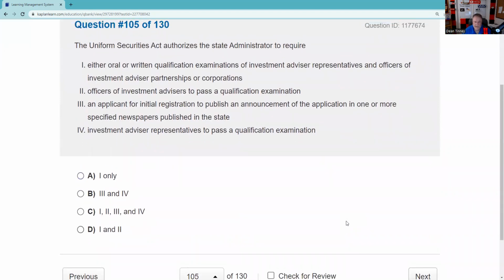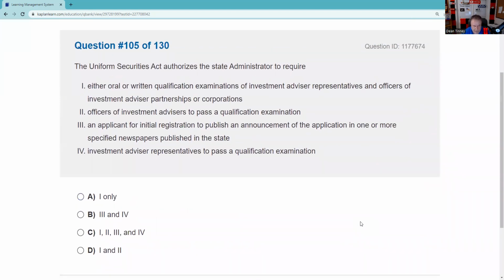The Uniform Securities Act authorizes the state administrator to require... you won't get but 2 or 3 of these multiples. The test prep vendors like Kaplan use a lot more of the multiple format than you're actually going to encounter on your exam. So the state administrator can either have oral or written qualification examinations of an investment advisor, representatives, and officers. Yes, that's true. Officers of investment advisors need to pass a qualification exam. Shouldn't be struggling with that.